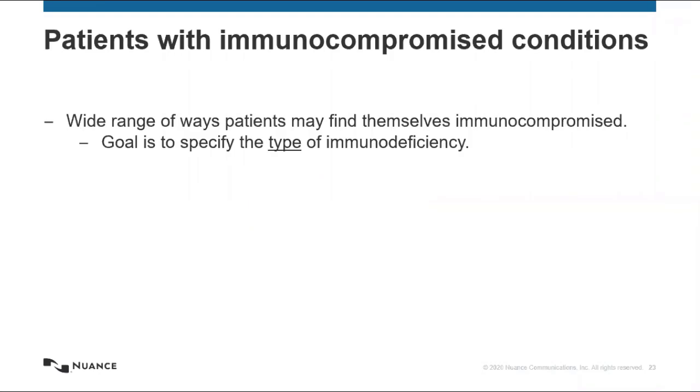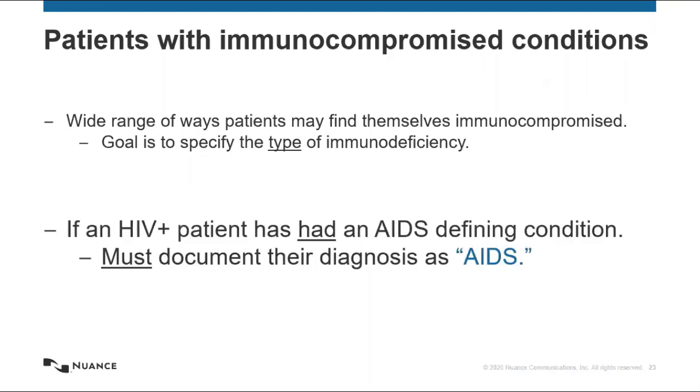Running into patients with a wide range of types of immunodeficiency, I did want to give some special emphasis on AIDS. The patient is HIV positive, and they have at one point in time had or are currently having an AIDS-defining condition. We need to document AIDS to separate that from simply being HIV positive. Once they've had an AIDS-defining condition, the documentation should be AIDS.